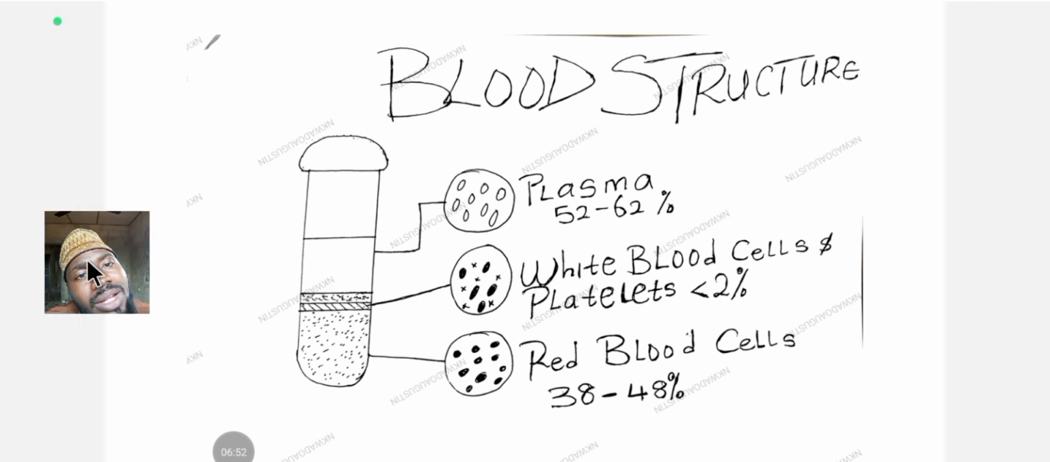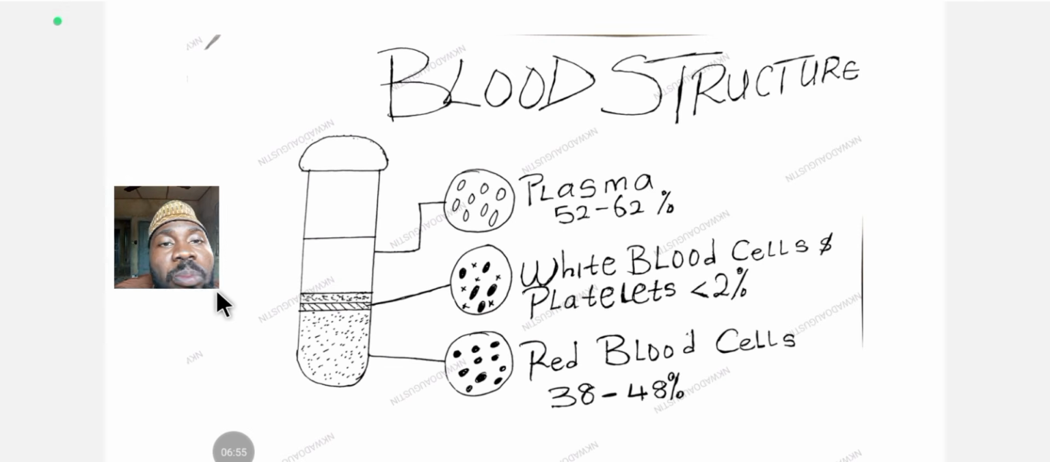So now let's look at the structure of the blood. What is the blood composed of? What is the composition of the blood? What is it made of? This is a test tube containing the blood, okay? This blood has been centrifuged. As soon as you centrifuge the blood, you get what is called the buffy coat, okay? This is the buffy coat. This formation of coat here is called the buffy coat, okay?